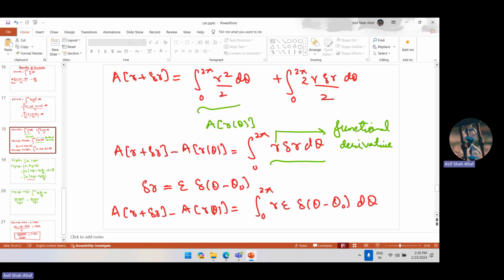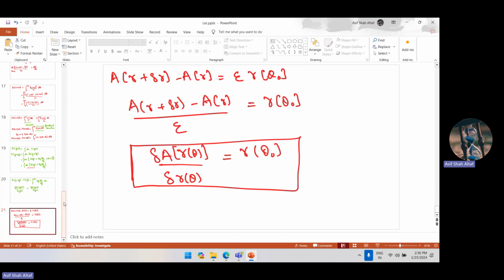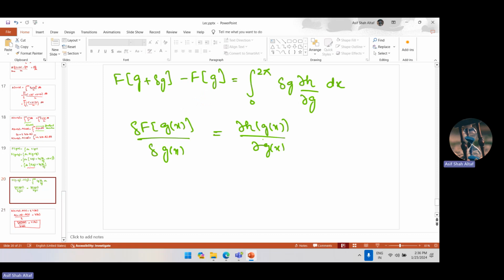So this is the same way as we did here, where we used this substitution for the change in that delta r, and we got r of theta. But in general, this is the way we define the functional derivative. So what you do is you calculate the change in the function, subtract the original function, and then express it as shown here. So what you require is an integral of the change in the function, and whatever is remaining will be the functional derivative.